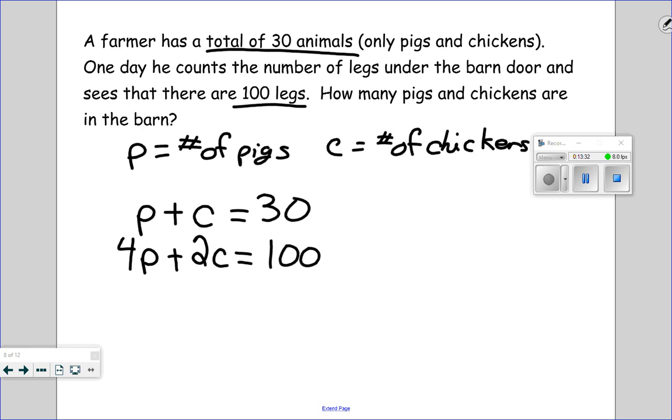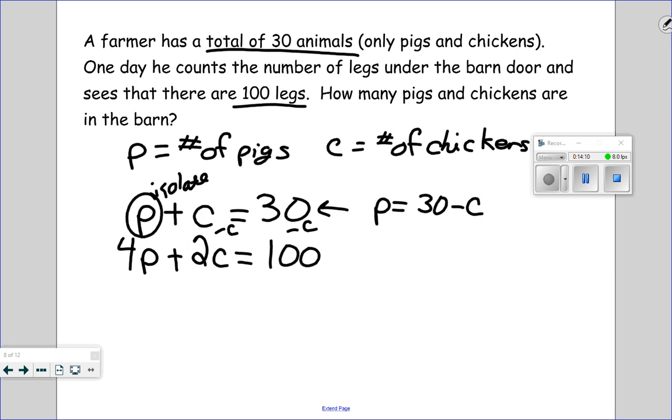Now I can start solving. This is the one that you want to use to isolate a variable because it's easier to isolate P or C in this equation. If you don't have a coefficient in front of that letter, that's the easier one to use. It doesn't really matter which one you do. I'm going to go ahead and isolate P. You could do C, it should still give you the same answer. I'm going to subtract C from both sides to get P by itself, and I get P equals 30 minus C. So that's your first step, isolate that variable, which we did.